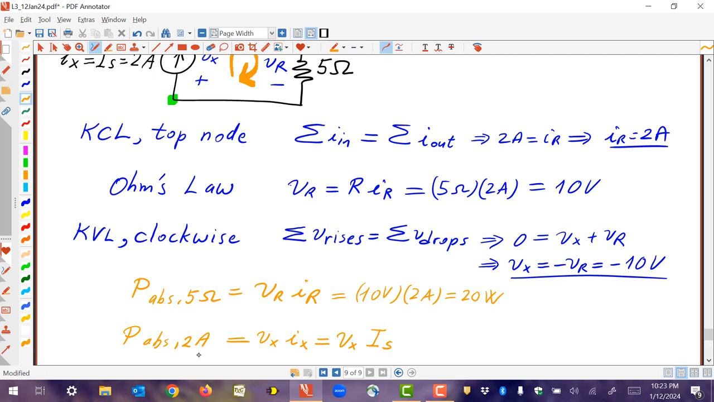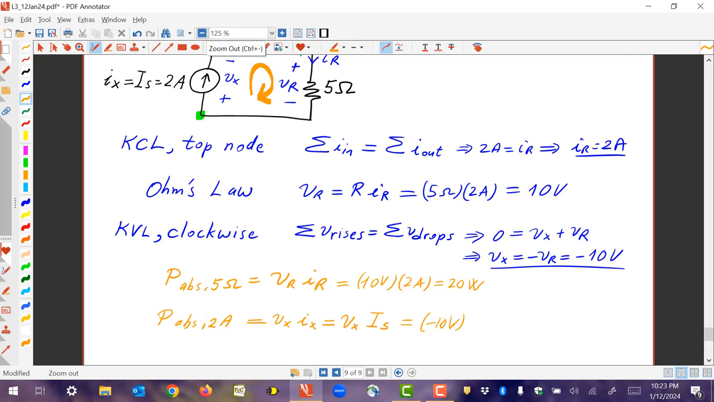And the power absorbed for the 2 amp source is Vx times Ix. Again, Vx we calculated to be minus 10 volts, and of course, Is is given. That's the 2 amps, right? So you get minus 20 watts.